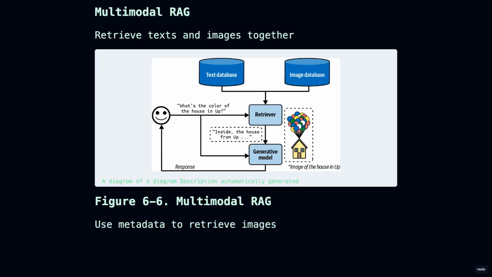A simpler approach is to retrieve images through metadata like captions, titles, or tags. If that metadata matches the query, the image becomes useful context even before you inspect the pixels themselves.